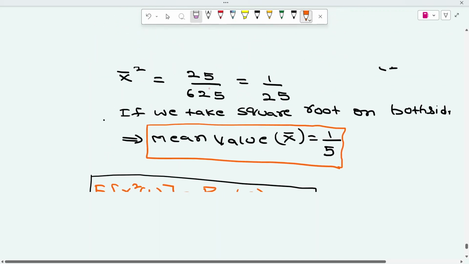So I hope everyone is able to understand how we have solved this problem. We have used the properties of the autocorrelation function. If you have any doubts, please comment in the comment section.